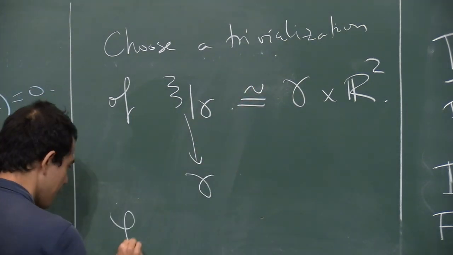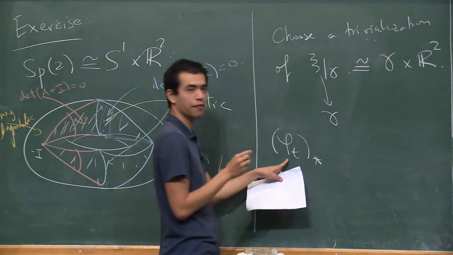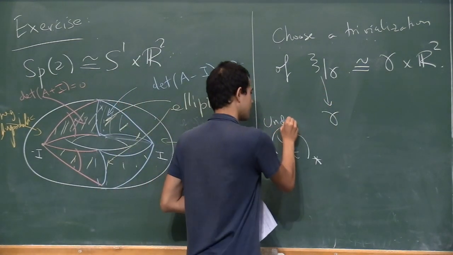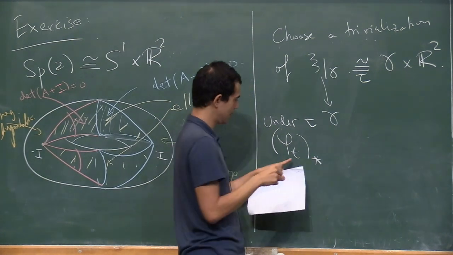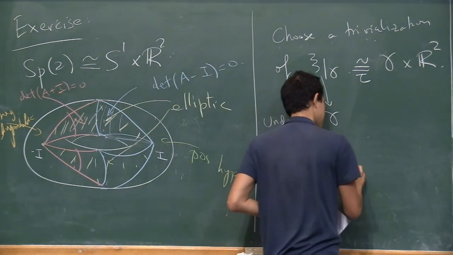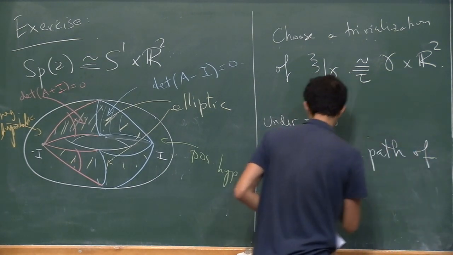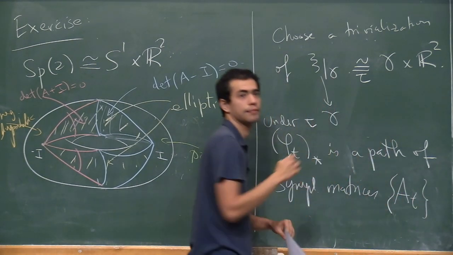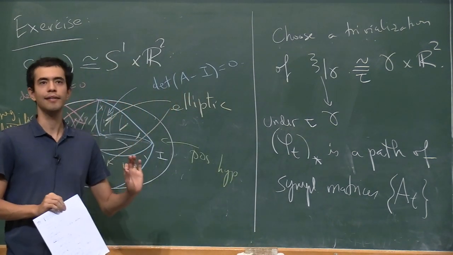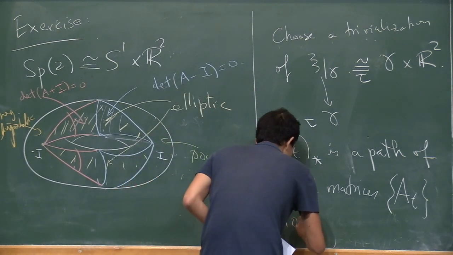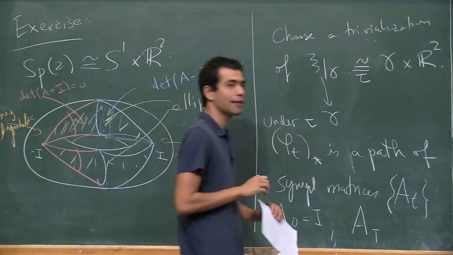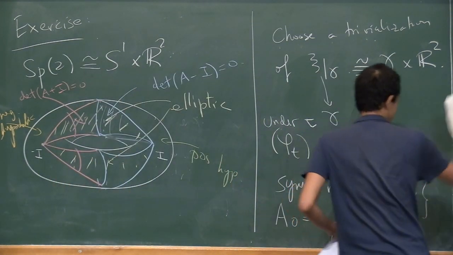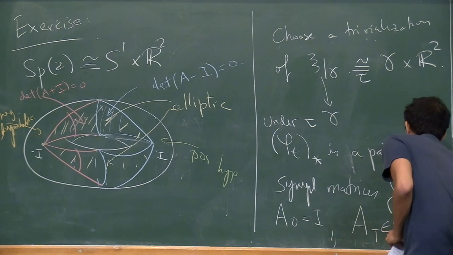Now you can look at the linearization of the flow. Under this trivialization tau, the linearization of the flow is a path of symplectic matrices. I'm going to call that path A_t. It starts with the identity, because the flow is the identity at t equals 0, so A_0 is the identity. And at time capital T, it's going to be something non-degenerate, in what's called Sp*(2n).